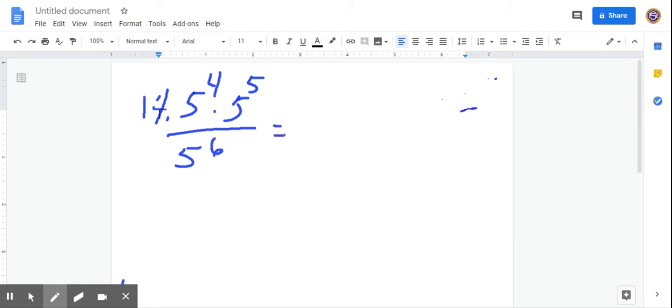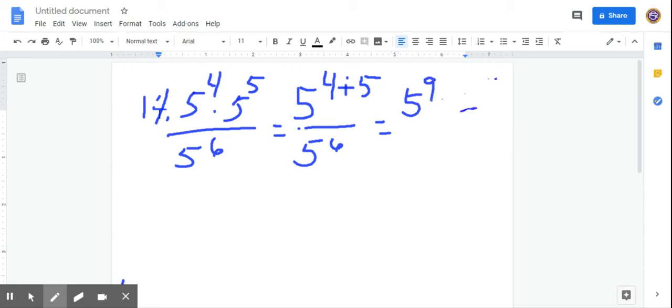So you've got two things going on here. In your numerator, you have a multiplication problem, and then overall, you have a division problem because you have a fraction. So when we multiply like bases in the numerator, we keep that base, and we add the exponents. So that's going to give us 5 to the 9th over 5 to the 6th power.